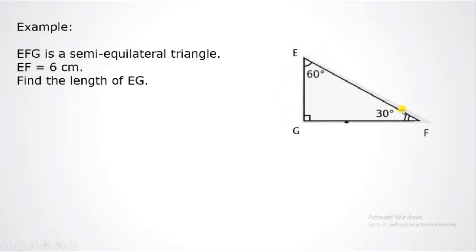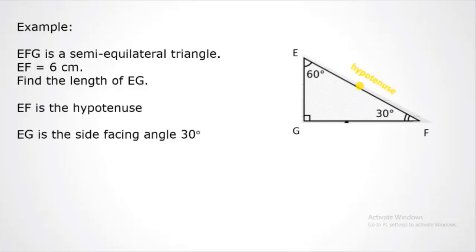Since EF is the hypotenuse, E is the angle 60 degrees, F is the angle 30 degrees, then EG is the side facing angle 30 degrees. So EG is equal to half EF, which is 6/2, 3 centimeters.